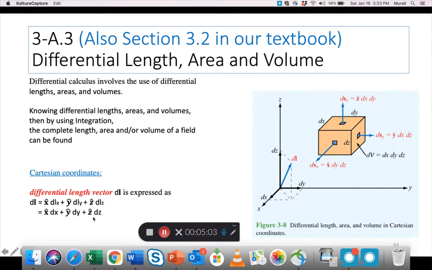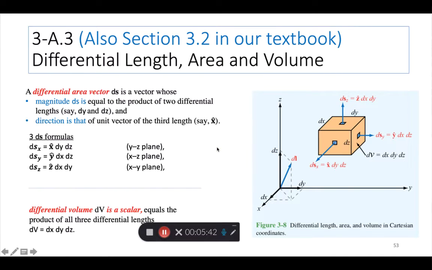So in Cartesian coordinates, differential length vector dl, so let's imagine there is a line from, let's say, here to there, right? So that is dl, right? This dl represents the sum of three vector coordinates dx, dy, dz. But if dl is assumed to be dx plus dy plus dz with the proper unit vectors in each direction, then you can write the differential vector as x hat dx plus y hat dy plus z hat dz. Okay, all right. So having been introduced to that idea, now that was differential length, right?